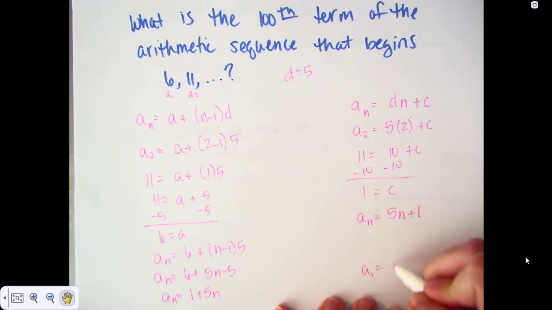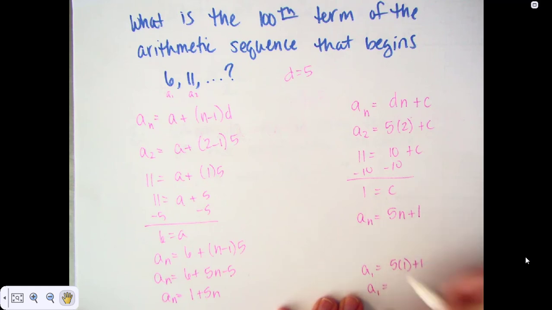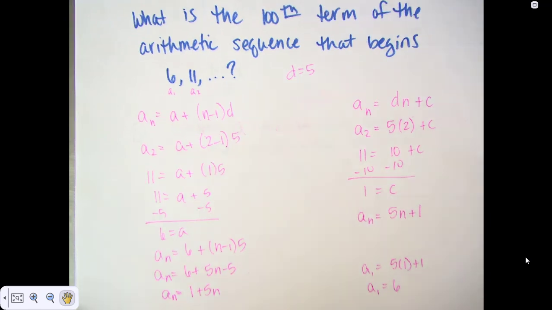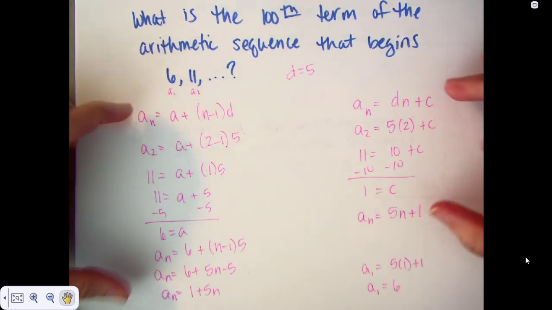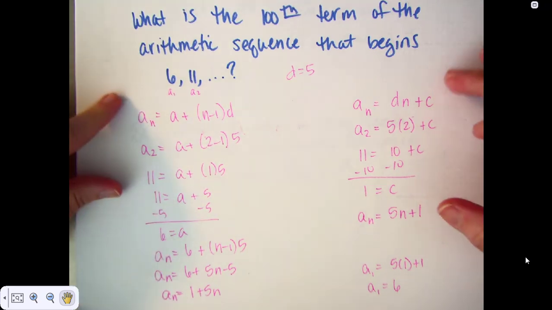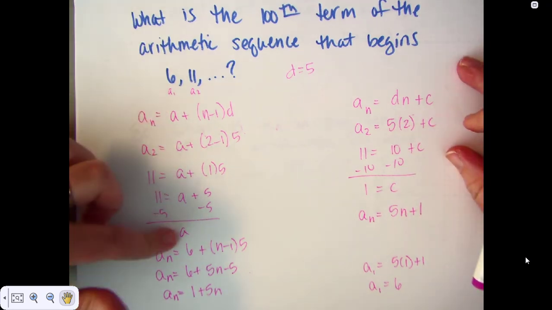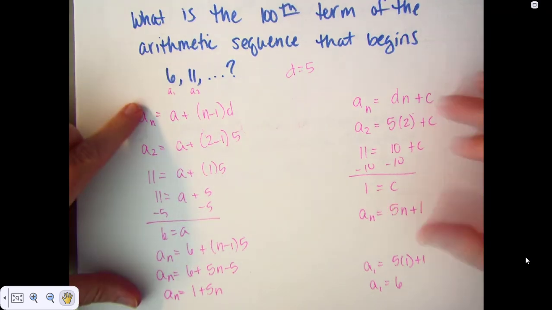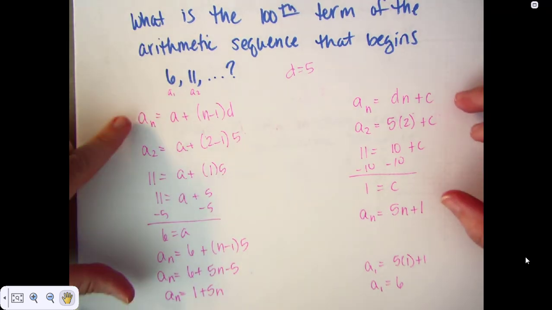So I'm looking for A sub 1. Well, what's 5 times 1 plus 1? 5 times 1 plus 1 is 6, which matches with A sub 1. So both of these versions get you the same result. It kind of reminds me of if you're doing point-slope form versus slope-intercept form. Slope-intercept form, you solve for c and then plug it back in. This one you have to go a little bit further. So, anywho, either way will get you there.